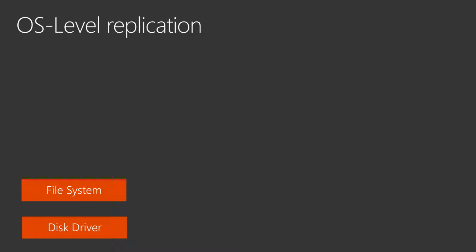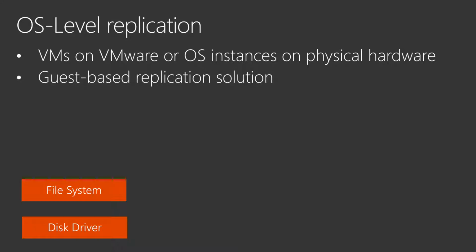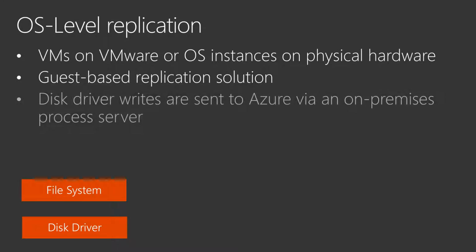So what I was talking about is regarding Hyper-V. Even if you don't have Hyper-V, I know you could be a sad person that doesn't know Hyper-V yet, you are using VMware. So VMs on VMware or even physical hardware, what you can do is a guest-based replication solution. How can we achieve this? The disk driver writes that our operating system does to the disk are sent to Azure via what's called a process server. So how does this work?